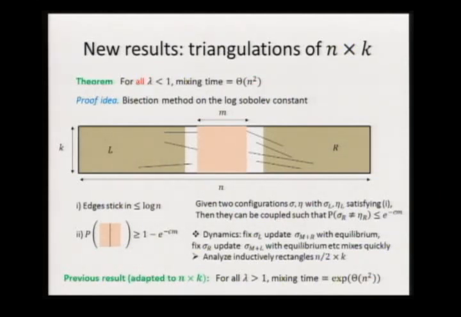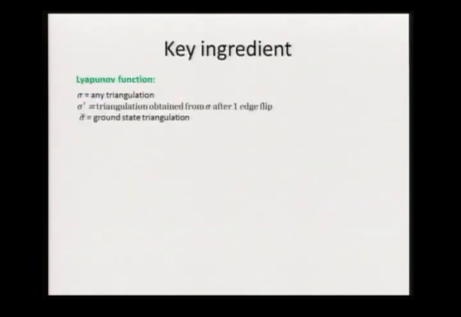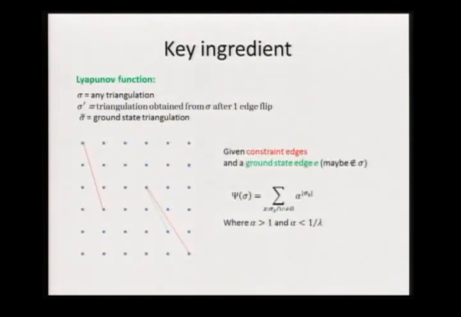So let me now give you the ingredient we use to prove these two results, these two key steps. So the key ingredient is a Lyapunov function on triangulations. So let me give you an idea of what this Lyapunov function is.